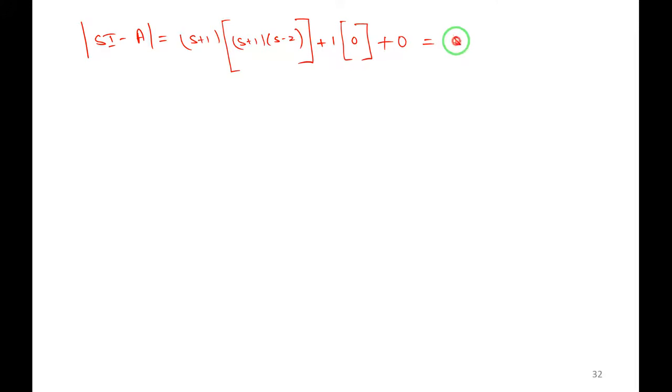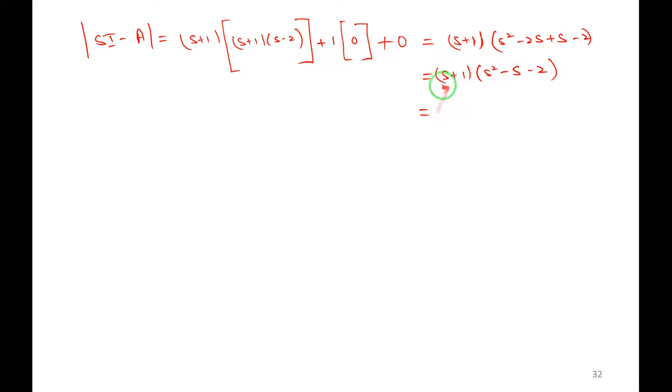So (s plus 1), you will multiply this: s square, s into s is s square, s into minus 2, minus 2s. So 1 into s is s. So 1 into minus 2 is minus 2. So (s plus 1) into (s square minus 2s plus s minus 2). So minus s minus 2. I hope it is correct. I have not made any mistake, right?